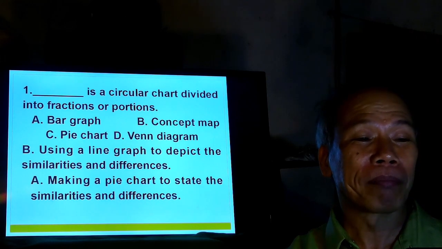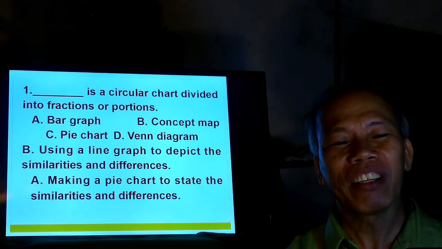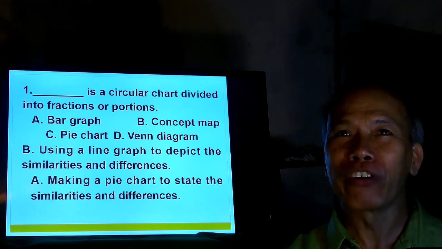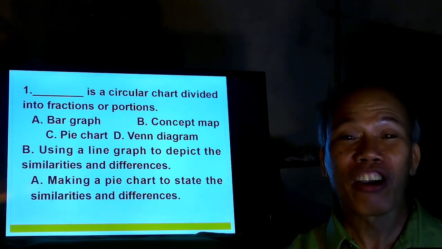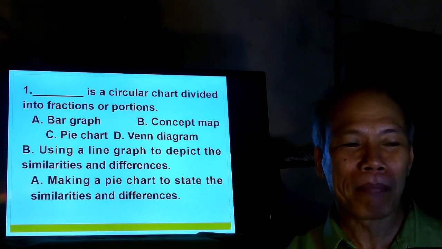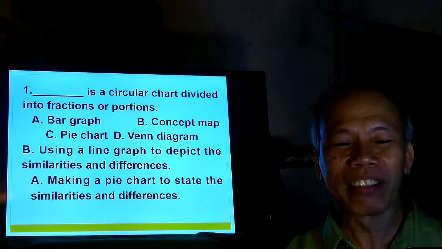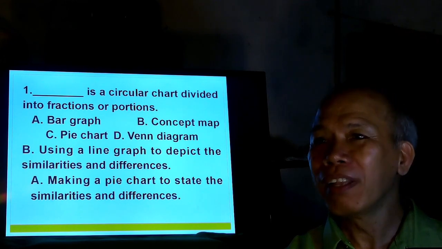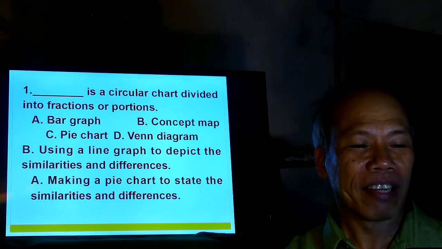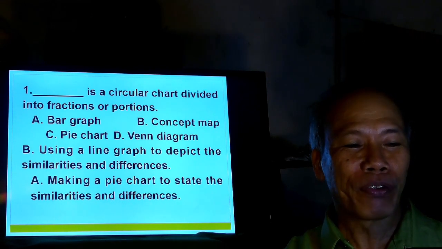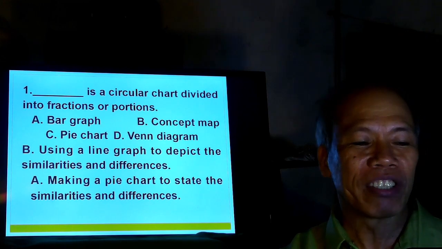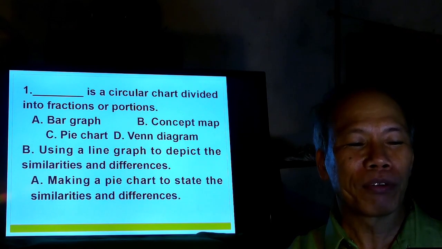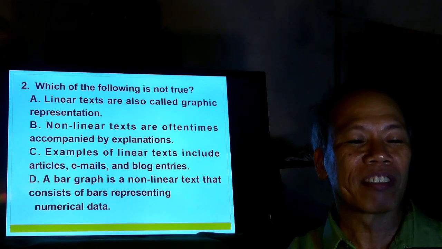Let's say number 1. Blank is a circular chart divided into fractions or portions. A. Bar graph. B. Concept graph or concept map. C. Pie chart. D. Venn diagram. Next, using a line graph to depict the similarities and differences. Making a pie chart to state the similarities and differences.